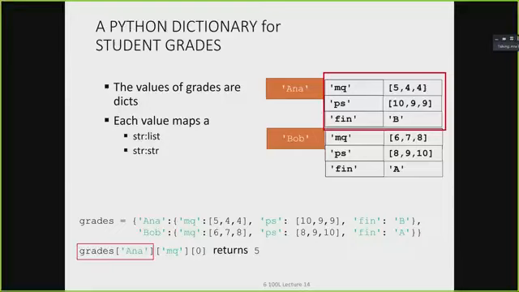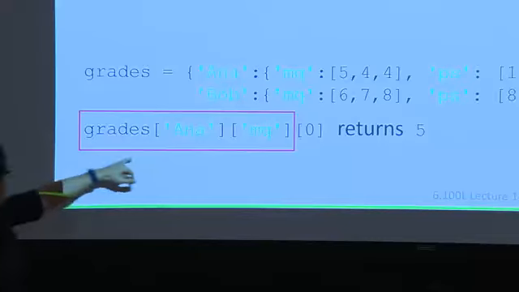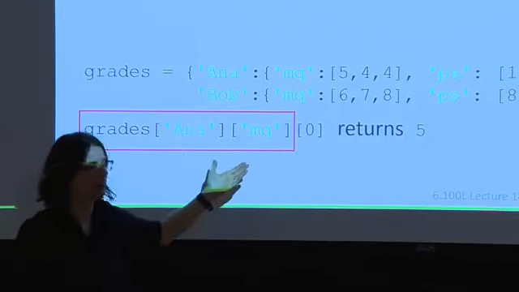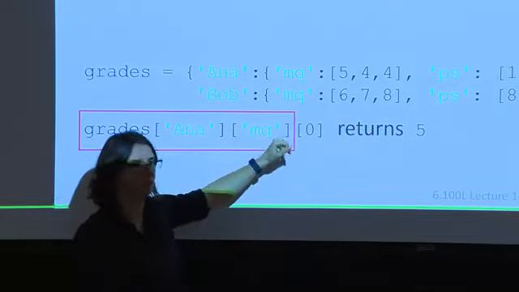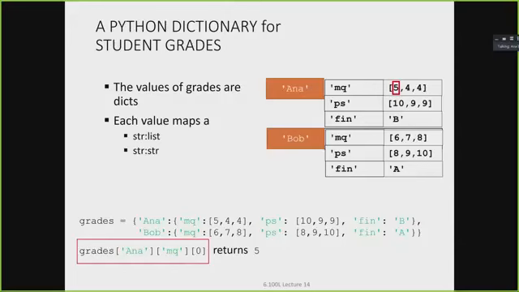Now this box here gets replaced with that dictionary, and I'm doing another index into that dictionary. So that means I'm going to grab the MQ associated with that dictionary. The value associated with MQ is going to be this list 544. So this box here gets replaced with the list 544. And then if I want to grab just the first quiz value, I index into the list 544 at index 0. So that grabs for me just the 5. So the first quiz score for Anna was a 5. It's pretty bad.